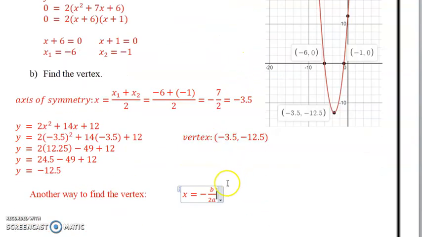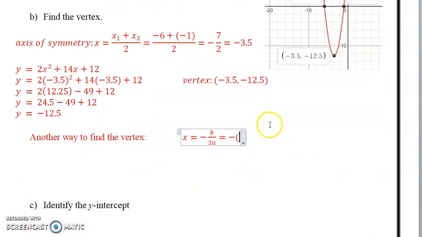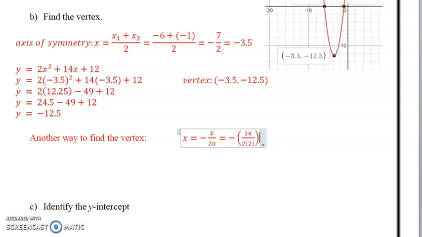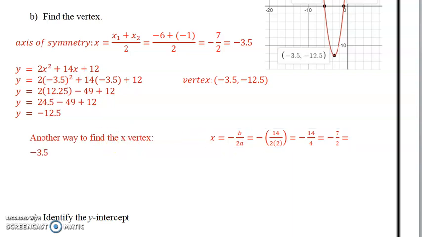So what we do is we go negative bracket what our b value is. The b value here was 14. Divided by 2 times a, which was 2. Which is equal to negative 14 divided by 4, which is equal to negative 7 divided by 2, which is equal to negative 3.5. So that's just another way to find the x value of the vertex.